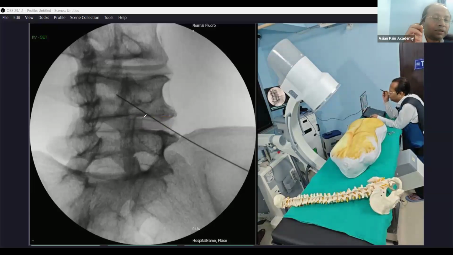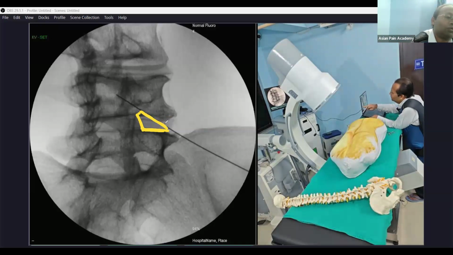But what is the positive point? The positive point is that here there are fewer blood vessels. Blood vessels can be there everywhere, but this is still the safest area, where blood vessels are very few. This is the triangle which we call Kambin's triangle. One side is the lateral side of the SAP, another side is the upper margin of the vertebral body, and another side is this exiting nerve root.